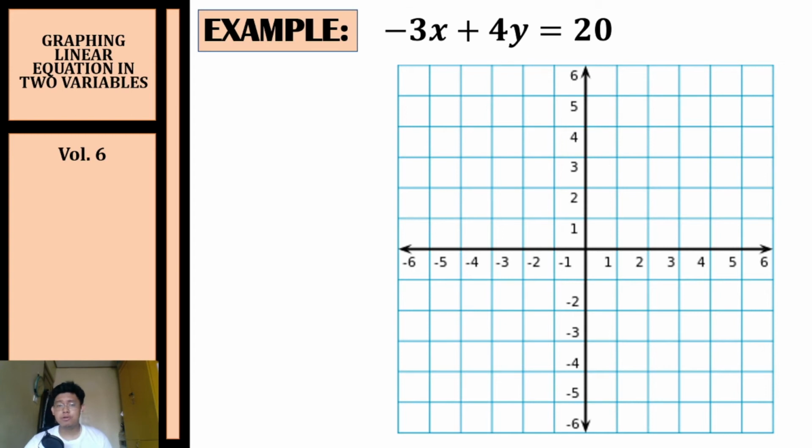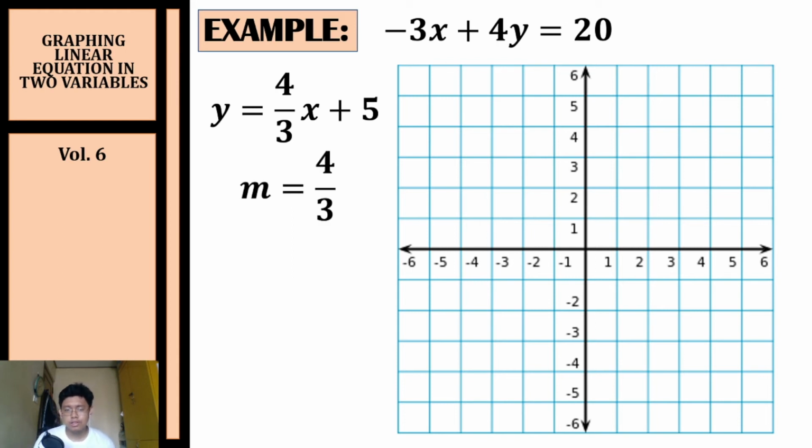Alright, let's have our last example for today. So for example, we're going to graph the equation -3x plus 4y is equal to 20. So first step is for us to rewrite our equation to slope-intercept form. So the slope-intercept form of this equation is y is equal to 4/3 x plus 5. Now, second step is for us to identify the slope and the y-intercept. So our slope is positive 4/3 and our y-intercept is positive 5. We can also rewrite our y-intercept to its coordinate form, which is (0, 5).